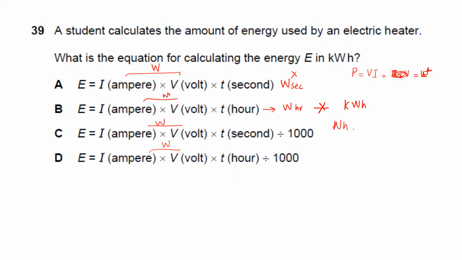Watt seconds divided by 1000. So again, this is kilowatt seconds basically. So E equals watt times time in hours divided by 1000. So it is basically kilowatt hours. So this answer D will be my choice for this case.